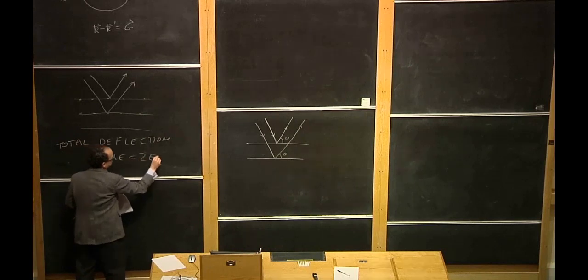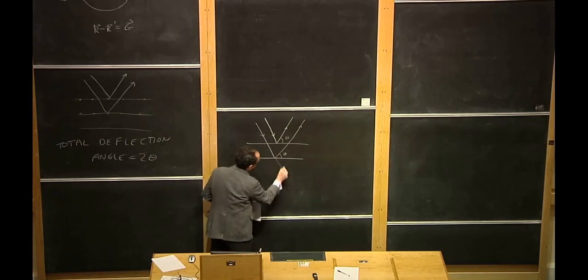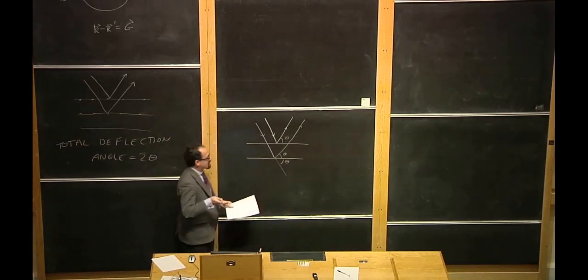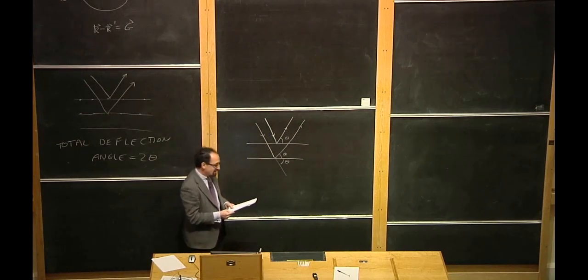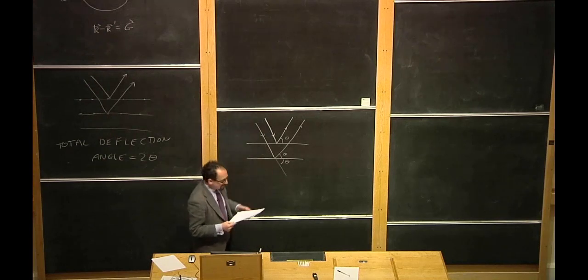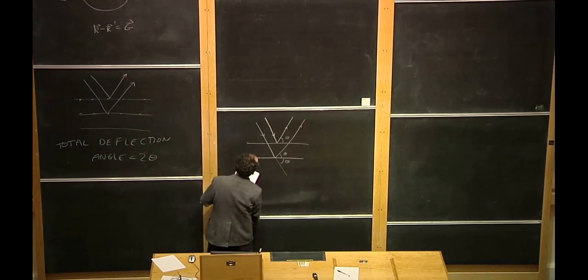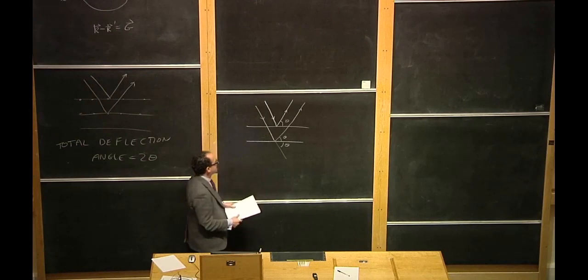equals 2 theta. Why is that? Well, there's theta there and another theta there. So the difference in angle between the incoming wave and the outgoing wave is actually 2 theta. This causes all sorts of grief to a lot of people, so make sure you know when you're talking about theta and when you're talking about 2 theta.